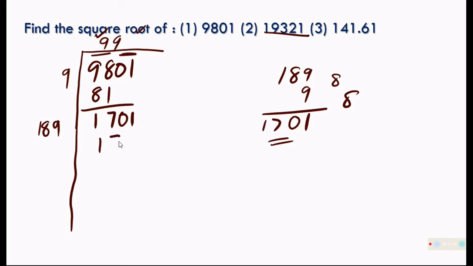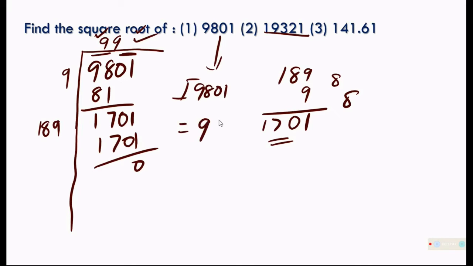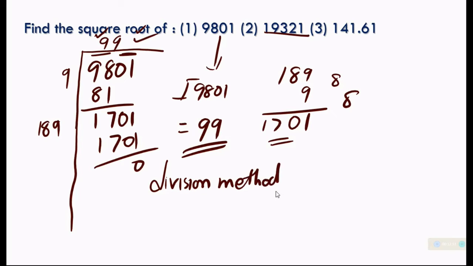So this is equal to 170. So this is the answer. Square root of 9801 is equal to 99. By division method we found it out. Understood? By division method we could find out the square root of 9801.